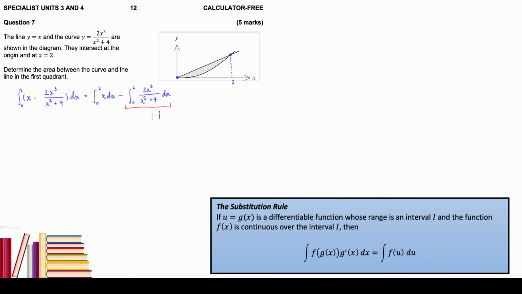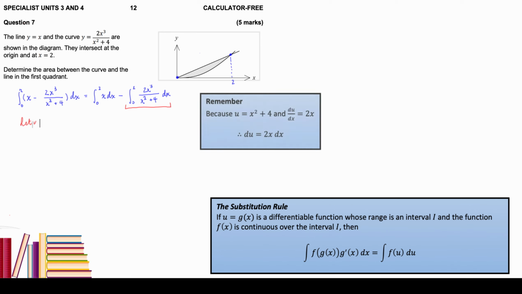So for this particular integral, guys, what I'm going to do is substitute the denominator. My first substitution is, let u be equal to x squared plus 4. Now I also have to come up with a substitute for this dx. To get that, I'm going to differentiate u with respect to x. So du dx will be equal to 2x, and as a result, du is going to be equal to 2x dx.